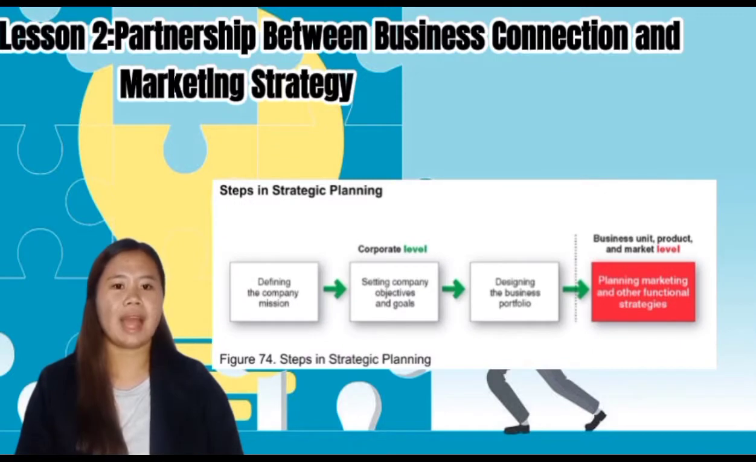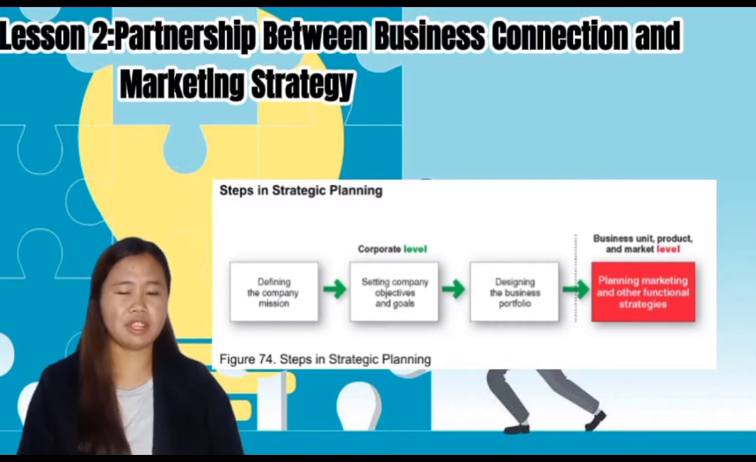Steps in strategic planning. In corporate level strategic planning, we have here Figure 74 that illustrates the steps in strategic planning. The initial step includes defining the company's mission, which entails identifying its main purpose of existence. Secondly, setting company objectives, which takes place in a corporate level setup. This second step requires the manager to set the company's goals and objectives and be responsible for achieving them. The third step involves designing the business portfolio.